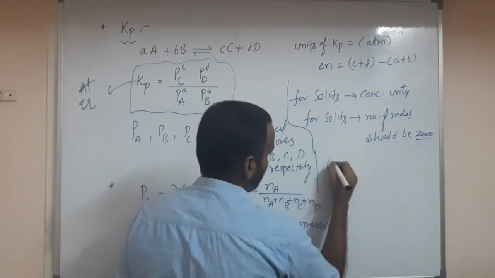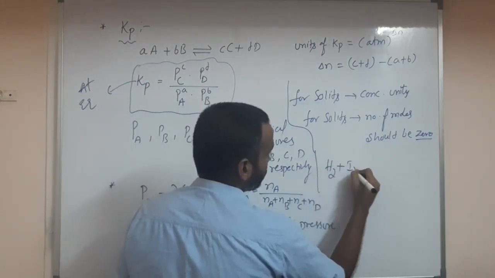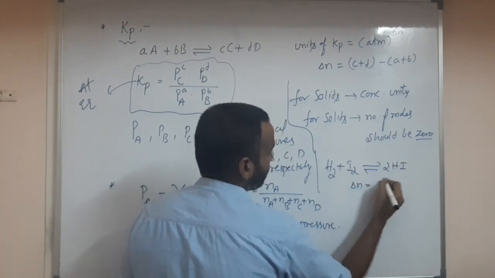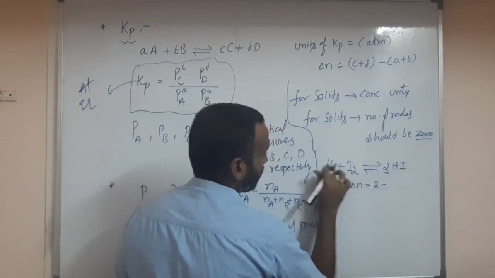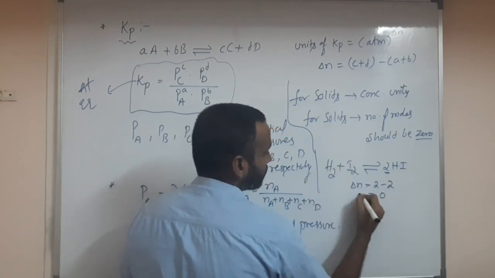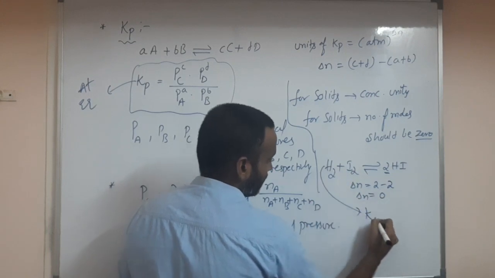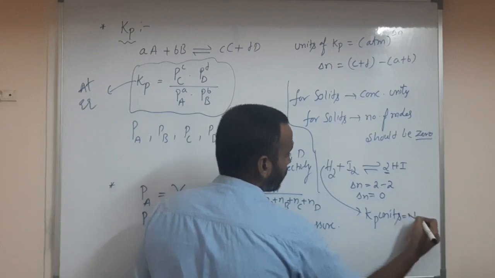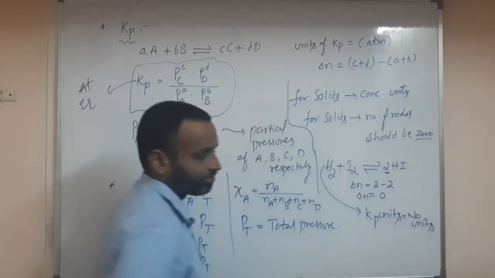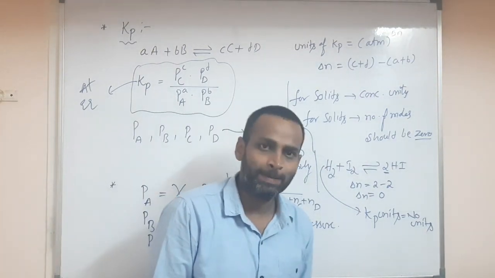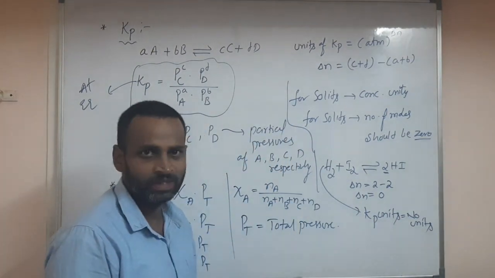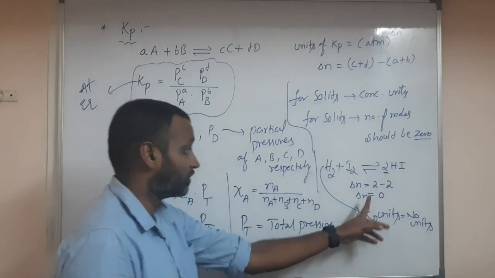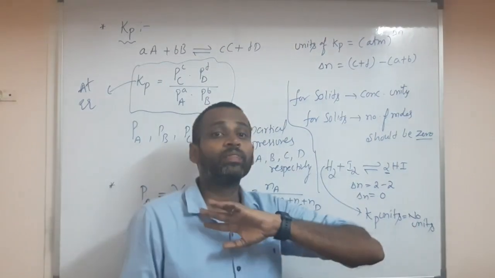Suppose like this, H2 plus I2 in equilibrium with 2HI. Then delta n will be 2 moles of products minus 1 and 1, 2 moles of reactants, so 0. So for this reaction, Kp has no units. Why? Because the change in number of moles becomes 0. Even for Kc, if delta n is 0, then no units.